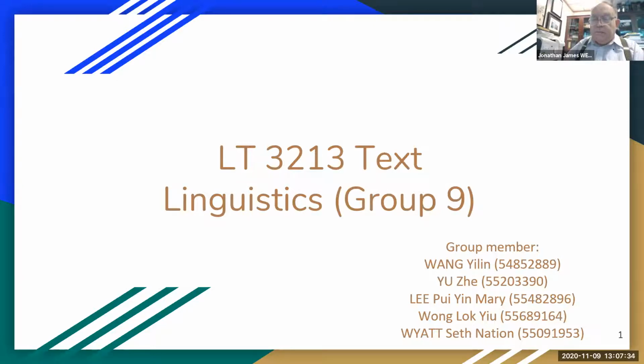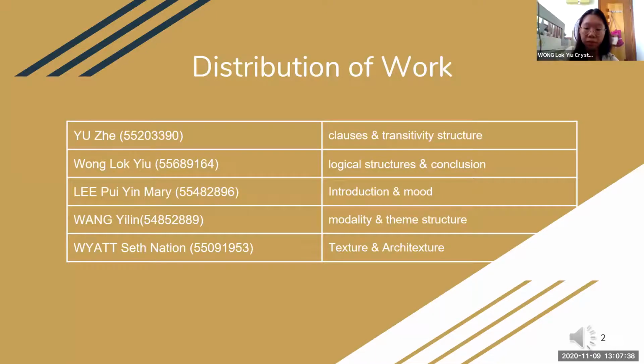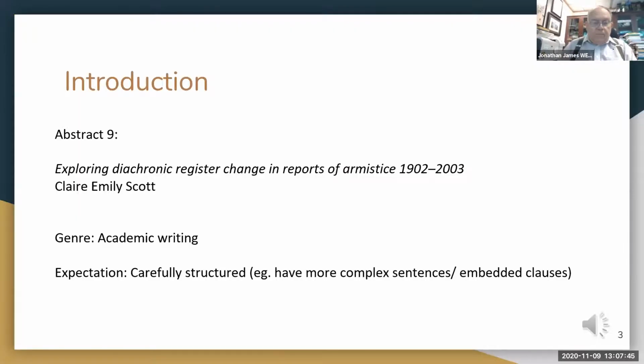Let's start. Hi, we are group 9 and this is the distribution of work. We are analyzing abstract 9 and the genre of this abstract is academic writing, so we have some expectations. For example, we expect it to be carefully structured, like having more complex sentences or more embedded clauses.